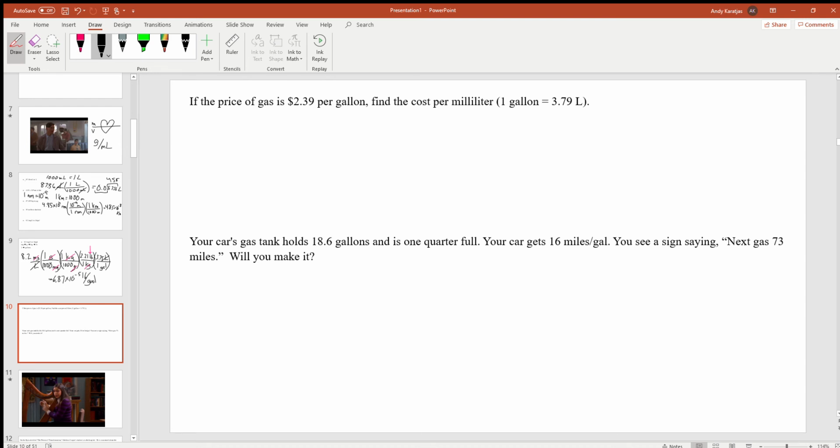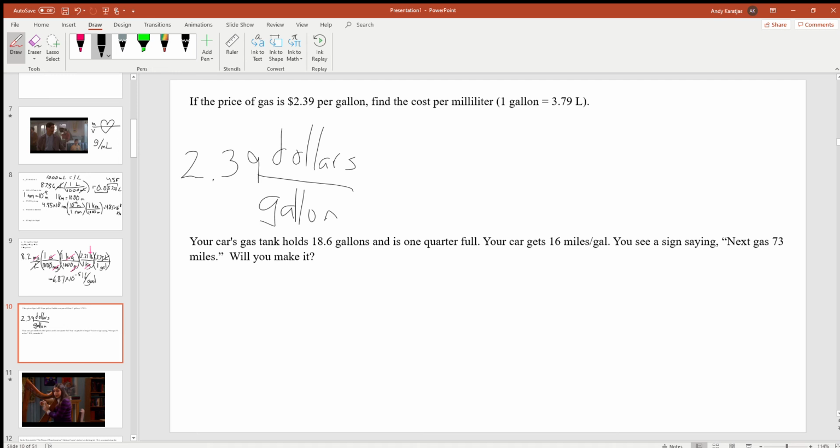All right, let's move on to our next problem. These next 2 problems might not necessarily look like they're unit conversion questions, but we would approach them in almost the exact same way. Because what we're saying here is that the price of a gallon of gas is $2.39 per gallon. And we want to convert that to how much does it cost for 1 milliliter.